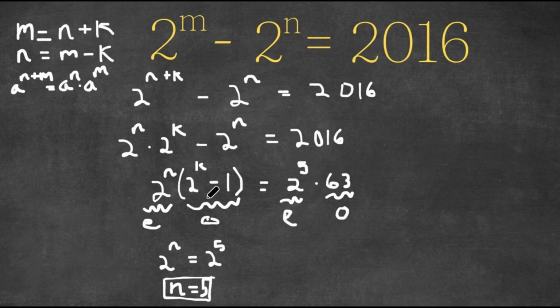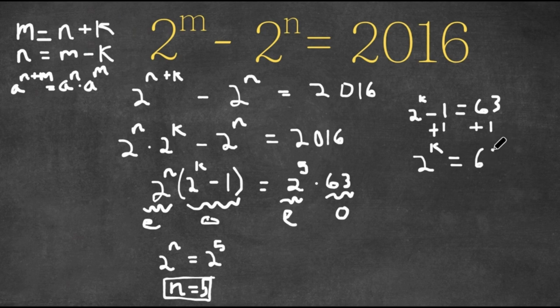Now we're going to set the odds equal to each other. So 2 to the power of k minus 1 is equal to 63. If I add 1 on both sides, I get 2 to the power of k equals 63 plus 1, which is 64. And 2 to the power of what equals 64? 6. So k is equal to 6.